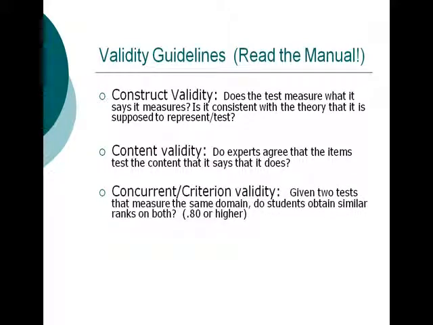Okay. Now, concurrent or criterion means, does it correlate highly with a test that's already out there? Two tests that measure the same things, do they get similar scores or ranks on both? Okay, I'll give you an example. You know the PPVT, where there's 4 pictures and the child points. It's an individual test. I made up a kindergarten vocabulary test where there's 4 pictures going across in a row, and they take it in a group.